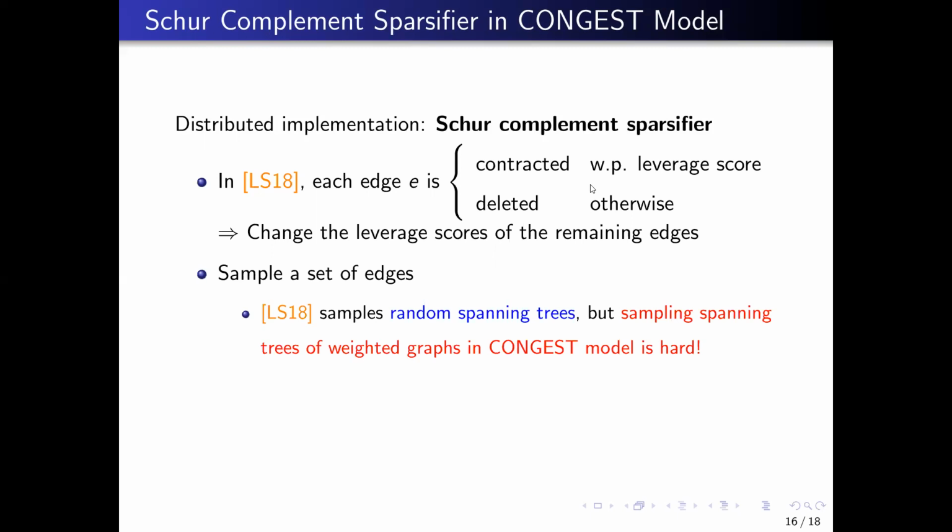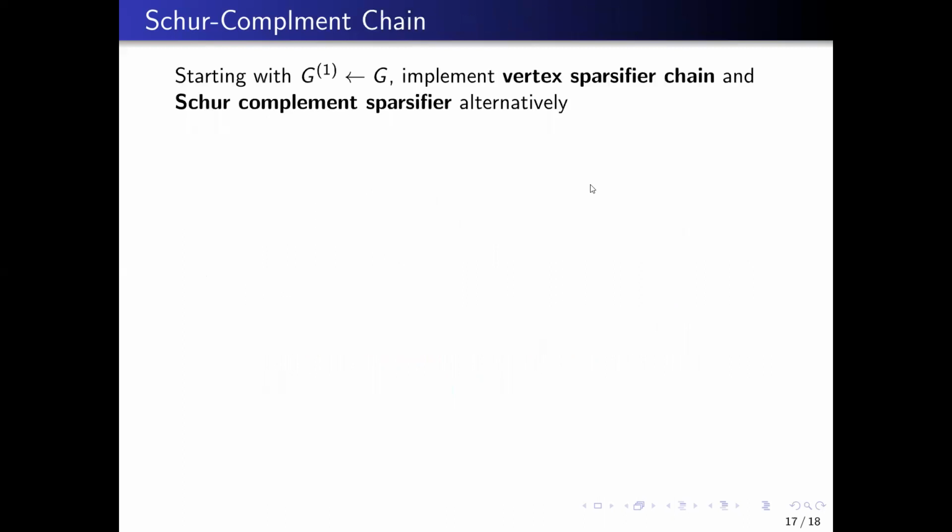However, sampling spanning trees of weighted graphs in the CONGEST model is hard. In our work, we compute the steady sets, which are a parallel version of the work of Li and Xiaorui. When we can implement a vertex sparsifier chain and the Schur complement sparsifier in the CONGEST model, we combine these two tools together to give the whole flow chart.